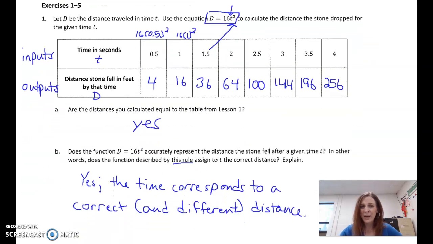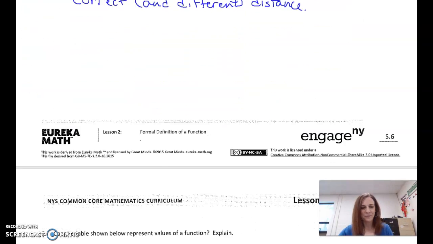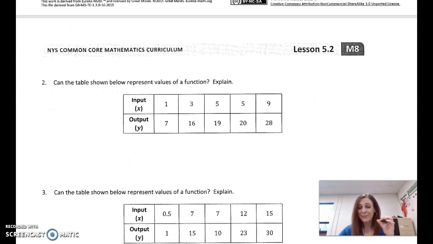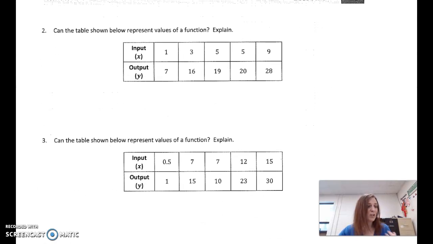Okay, so when I put in 1, I get out 16. I don't get out 16 and 132, right? We only get out 16. Okay, so that's why it's different distance, doesn't go to the same. Okay, so let's keep that in mind now when we're talking about functions and what does it mean to be a function? Each input has exactly one output.